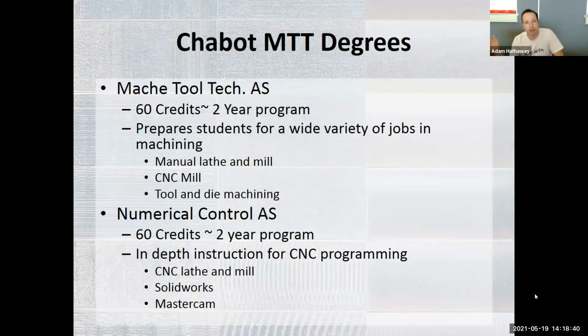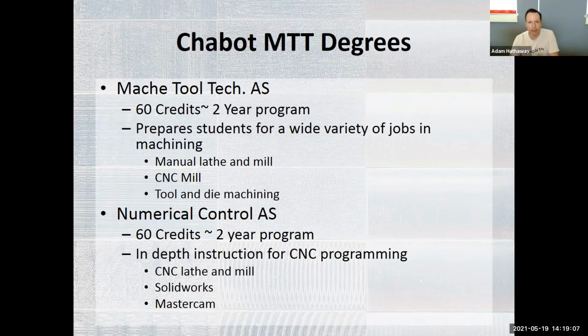So we have a machine tool AS. That's a 60 credit program. It's two years. This is for sort of a general degree. Covers both manual lathe and mill. It covers the CNC, just the mill, but the CNC mill, and tool and die machining. There's a numerical control associate's degree, another 60 credit two-year program.